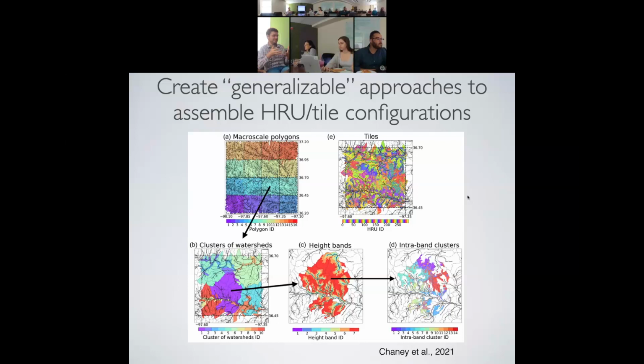Within each of those macroscale polygons, I then apply this idea of clustering watersheds. The other one was hill slopes. This is watersheds, so I'm grouping watersheds by similar characteristics.